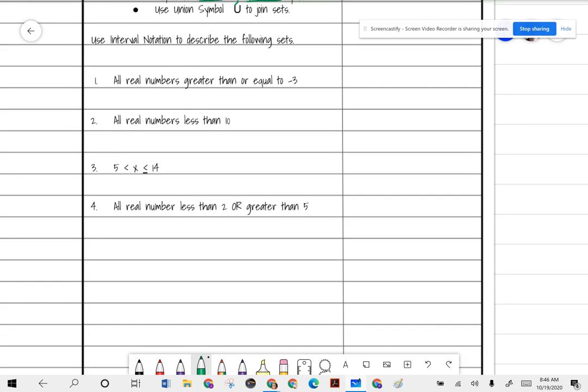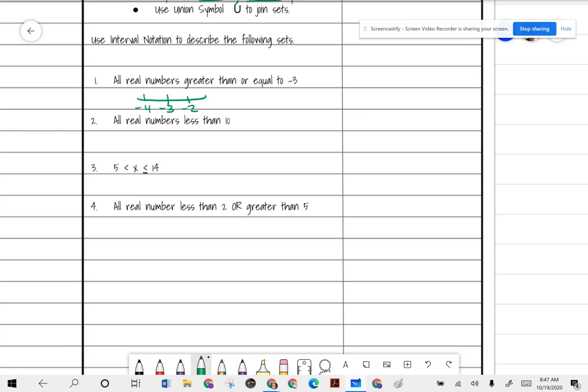The easiest way to do this is to draw a number line. It says all real numbers greater than or equal to -3. So let's put -3 here. When you do a number line, I just need you to put one number right in the middle. That's the number that you're going to want. And then one number directly to the left and to the right.